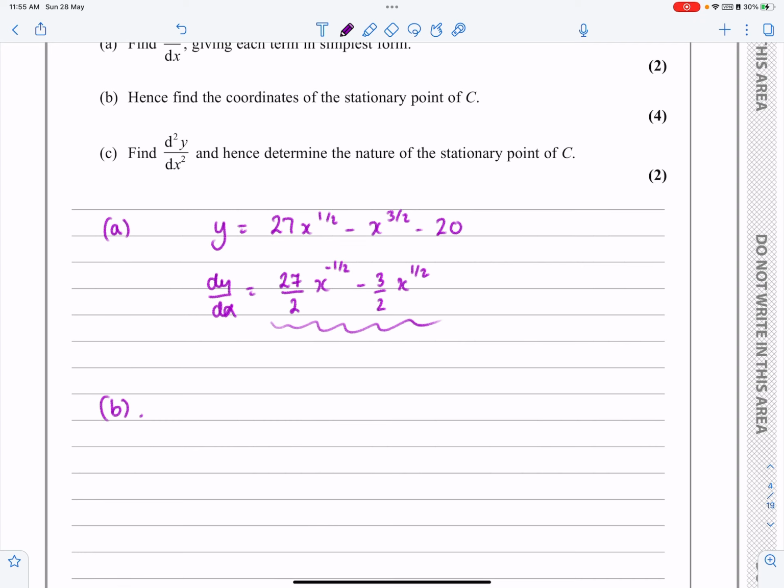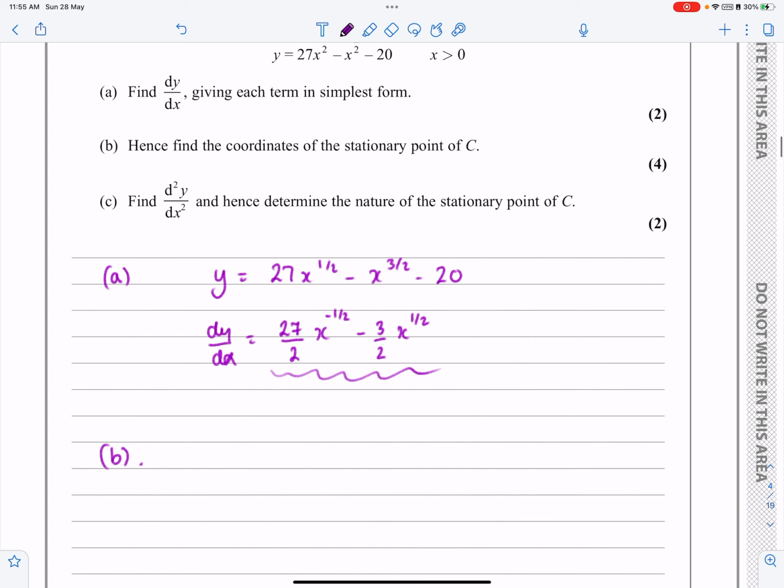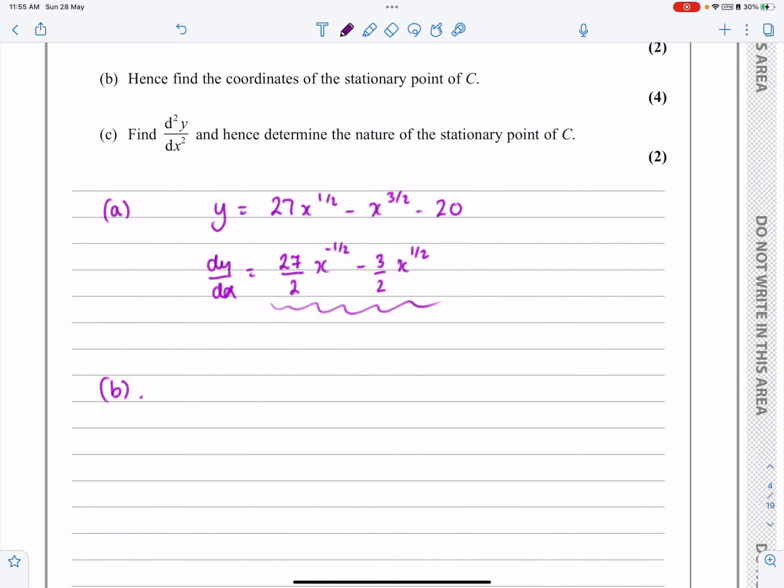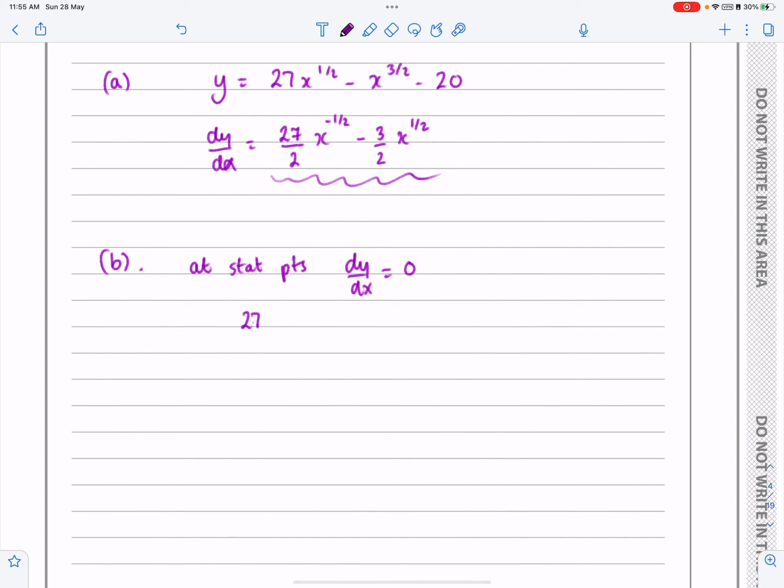So part B says, find the coordinates of the stationary point. Well, I know what a stationary point is. A stationary point is when dy by dx is equal to 0. Let's make sure the examiner knows that I know that. At stationary points, dy by dx equals 0. So that now means I've got this equation to solve: 27 over 2, x to the minus half, minus 3 over 2, x to the half, equals 0. We get this relatively often.